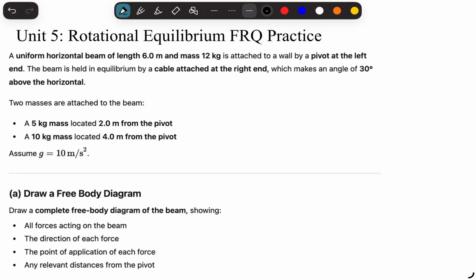In this video, we're going to be doing a rotational equilibrium FRQ practice. A uniform horizontal beam of length 6 meters and mass of 12 kilograms is attached to a wall by a pivot at the left end. The beam is held in equilibrium by a cable attached to the right end, which makes an angle of 30 degrees above the horizontal. Two masses are attached to the beam.